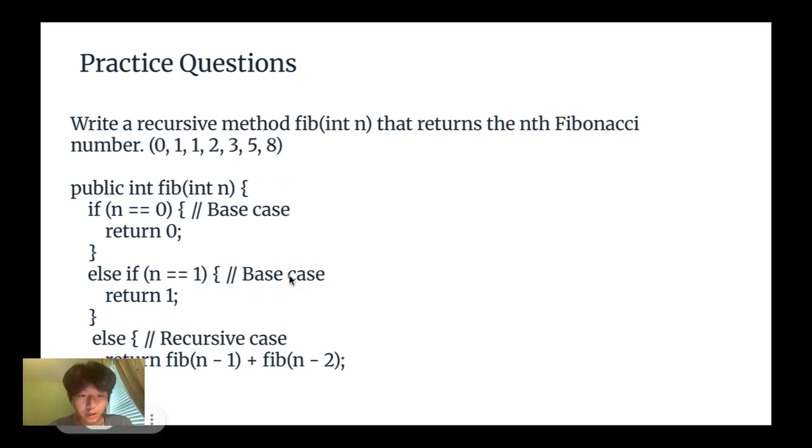And for the second question, we need two base cases since we have two numbers that we're defining beforehand. So here, when n equals 0, you return 0. And otherwise, if it's 1, then you return 1. And in the rest of the cases, we can calculate the Fibonacci number because we have at least two numbers in front. So you can return fib of n minus 1 plus fib of n minus 2.